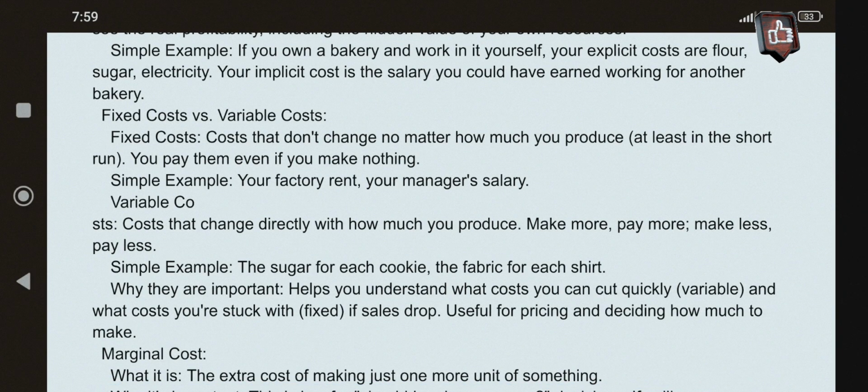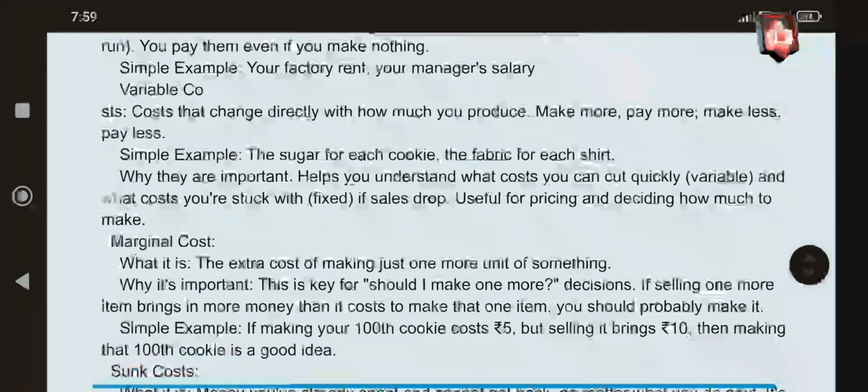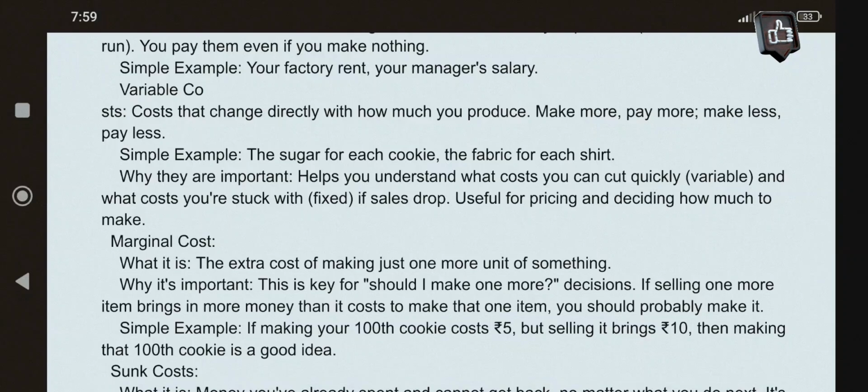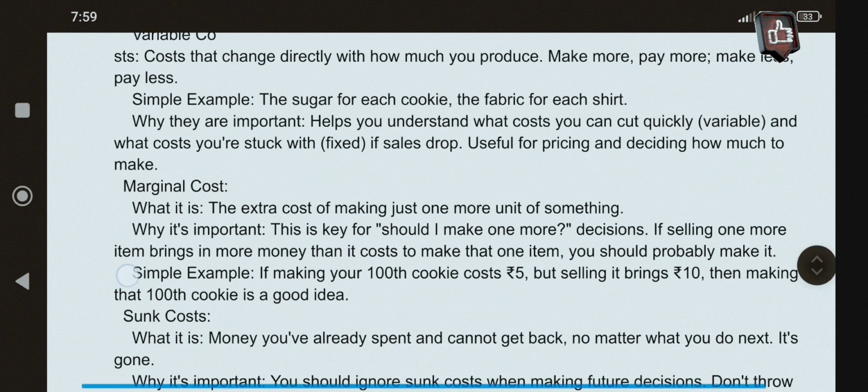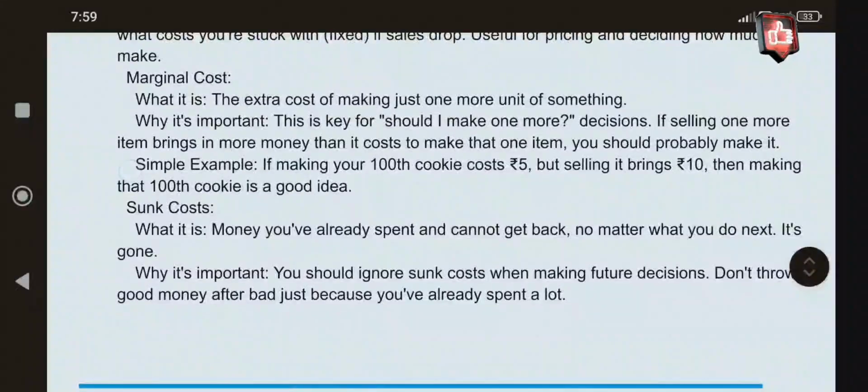Fixed costs versus variable costs. Fixed costs. Costs that don't change no matter how much you produce, at least in the short run. You pay them even if you make nothing. Simple example: your factory rent, your manager's salary. Variable costs. Costs that change directly with how much you produce. Make more, pay more, make less, pay less. Simple example: the sugar for each cookie, the fabric for each shirt. Why they are important. Helps you understand what costs you can cut quickly, variable, and what costs you're stuck with, fixed, if sales drop. Useful for pricing and deciding how much to make.